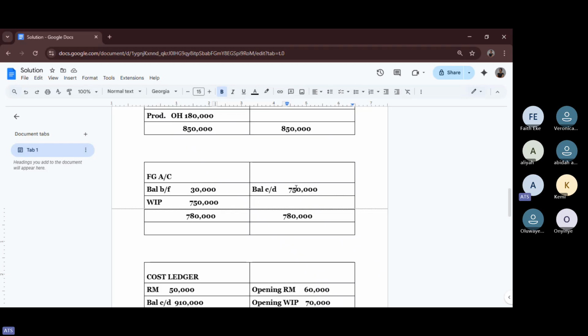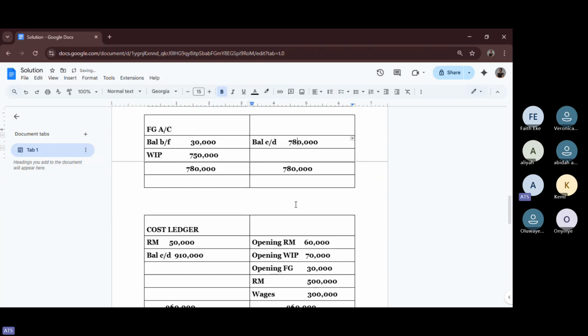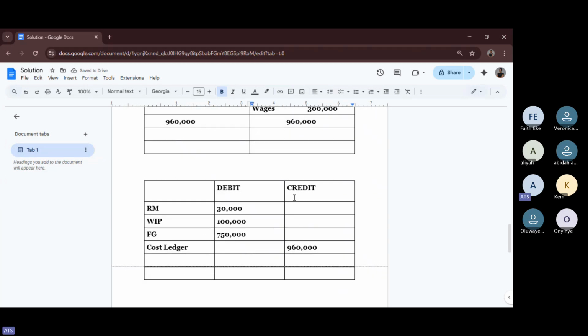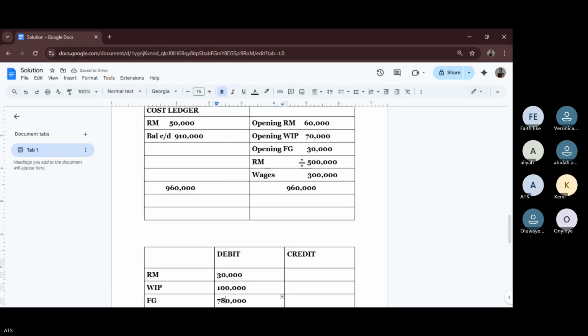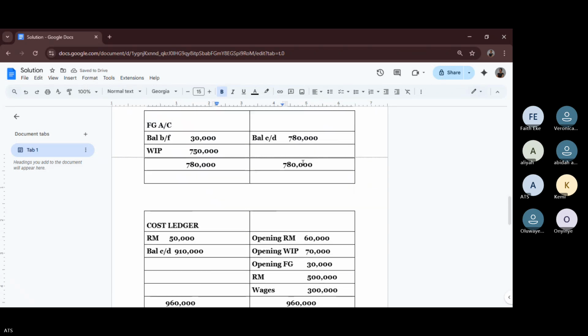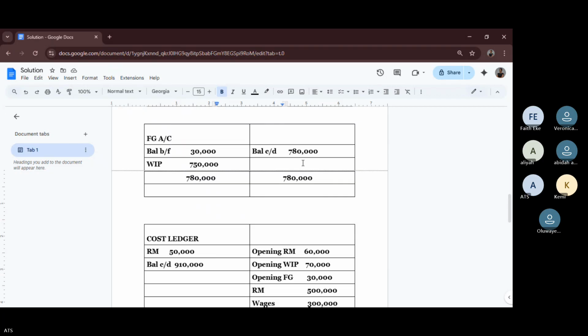Okay, so we made a mistake here. We did not calculate. Our balance carried down here is supposed to be 780, not 750. So this is supposed to be 780. There's still a difference of 50,000. Yes, there will still be a difference of 50,000.